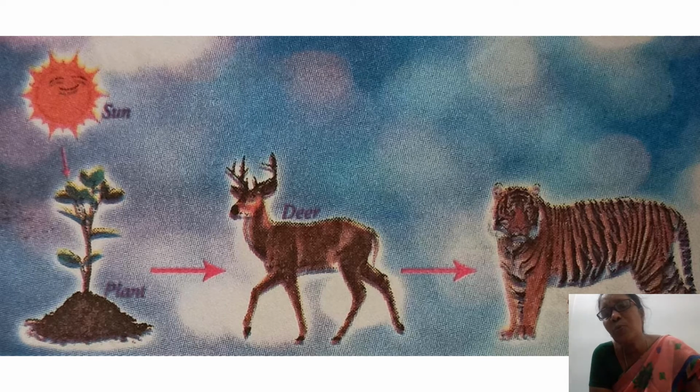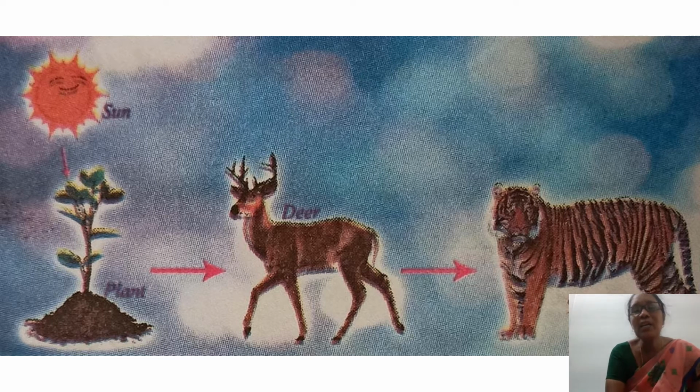Look at the next picture. Who is it? There's a tiger. What's the food of the tiger? What does the tiger eat? Tiger ఏం తింటుంది? Tiger eats other animals like deer.